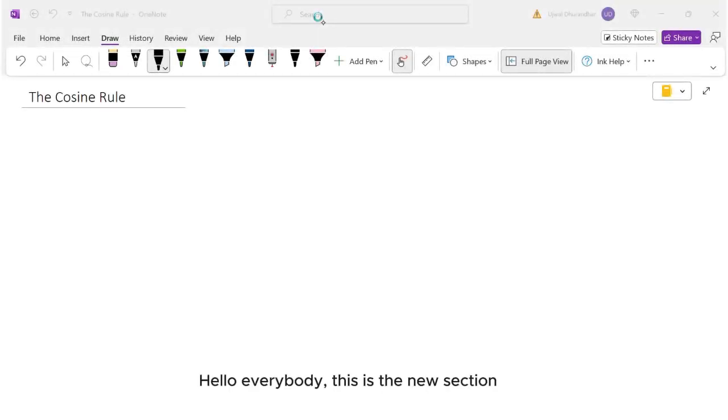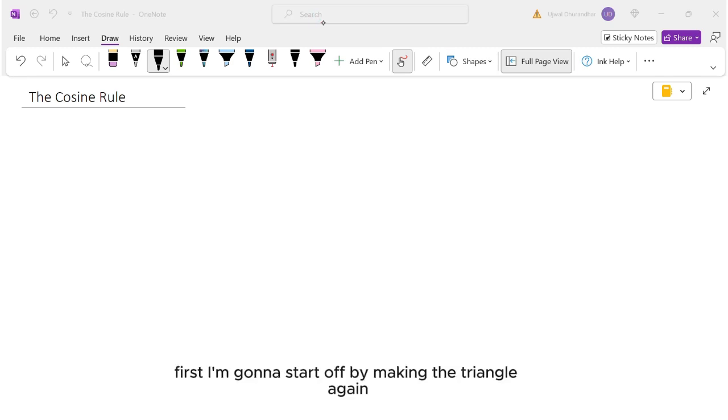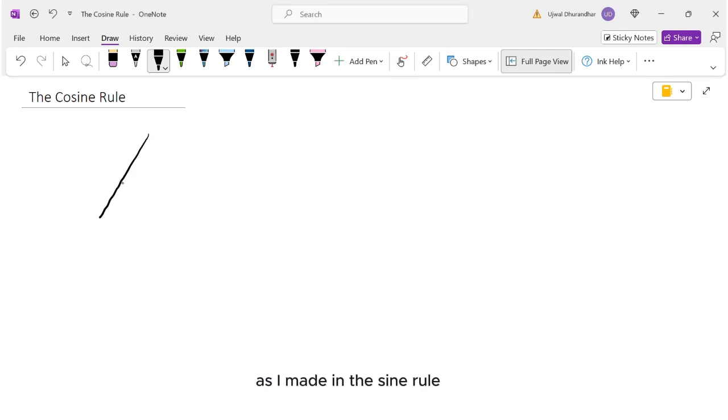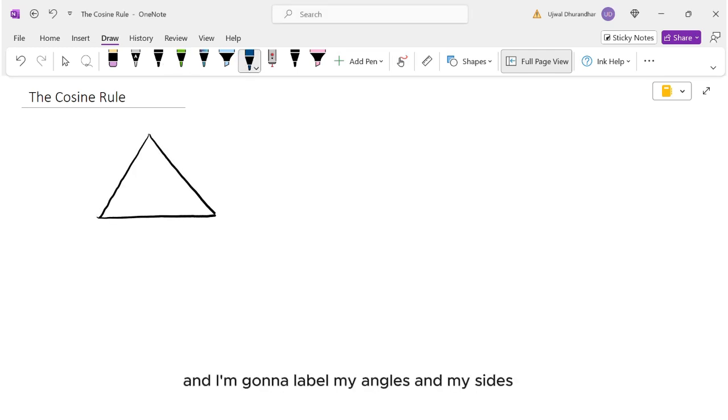Hello everybody, this is the new section. We're going to be learning about the cosine rule. First, I'm going to start off by making the triangle again as a medium for the cosine rule. And I'm going to label my angles and my sides.